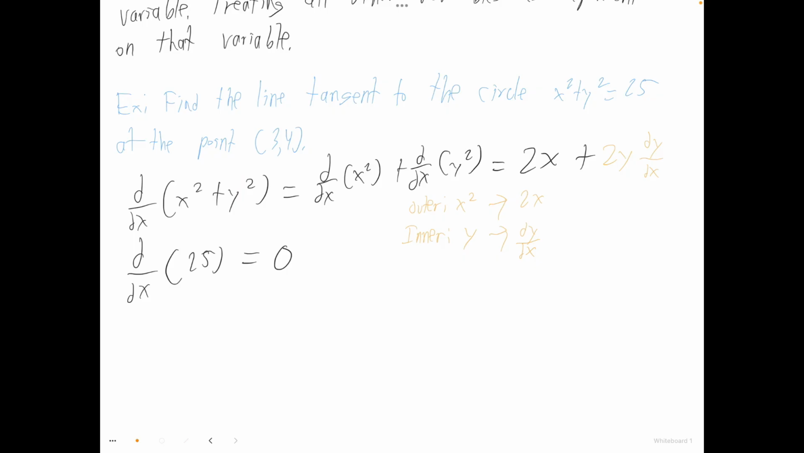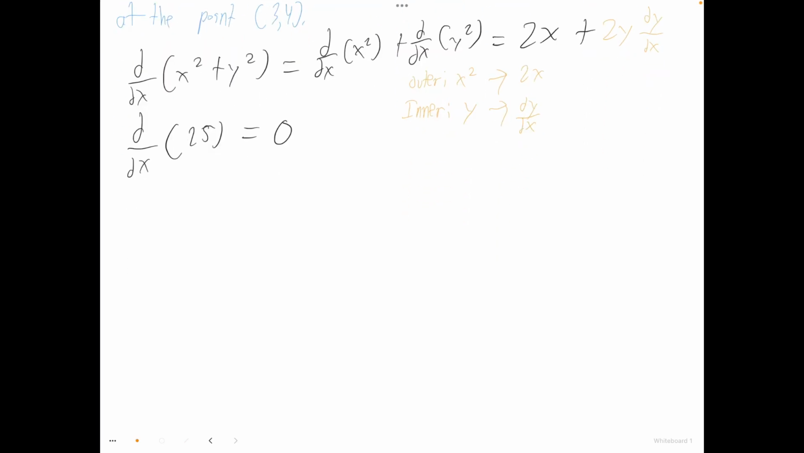But normally we just think of taking the derivative of the function as if it was in terms of x, and then just multiply it by dy over dx, as that inner function will always be y. But what we have here is 2x plus 2y dy over dx must be equal to 0.